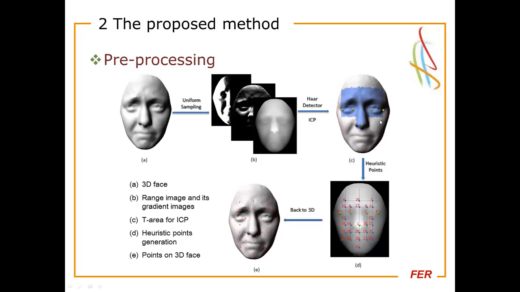These 5 points are used to generate a T area to do the face alignment by ICP, and also we generate 25 heuristic points to cover the whole face. And at last, all the points are located on the original 3D faces.